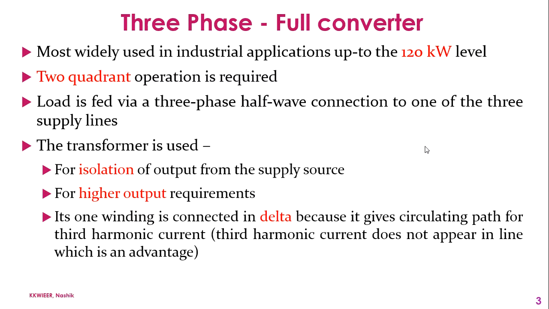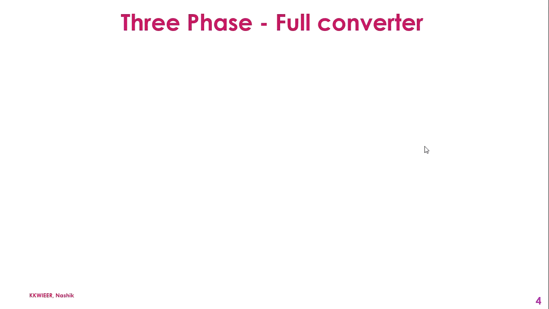These 3-phase full converters are most widely used in industrial applications up to the level of 120 kW, where 2-quadrant operation is required. The load is fed via a 3-phase half-wave connection to one of the 3-phase lines, as we have seen. The transformer is used for isolation of output from the supply source for higher output requirements, and its one winding is connected in delta, as we have seen in our previous circuit diagram, because it gives a circulating path for a third harmonic current. The third harmonic current does not appear in the line, which is an advantage.